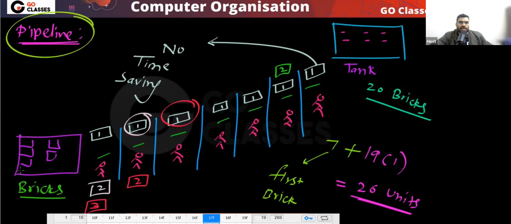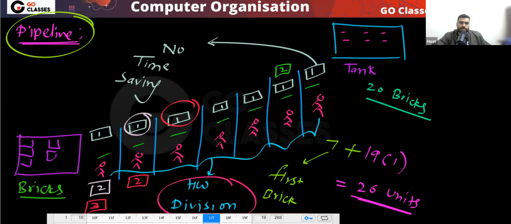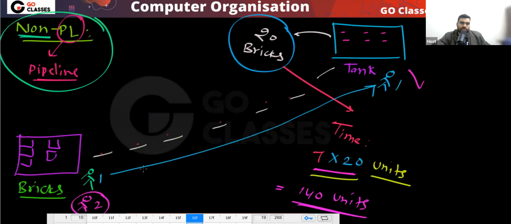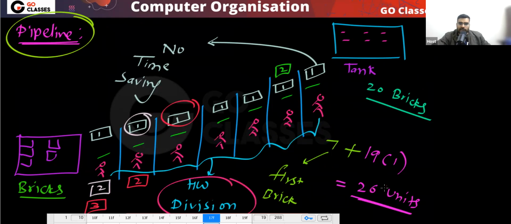A very simple scenario that we observe in our real life. So this is the construction pipeline. Yes or no? So basically you can consider this as your hardware, which you have divided. Is this clear? So total 7 people, the hardware you have divided, but here you did not divide the hardware. Here you have a single hardware that you did not divide, but here you have divided the hardware, and finally 26 units it will take.